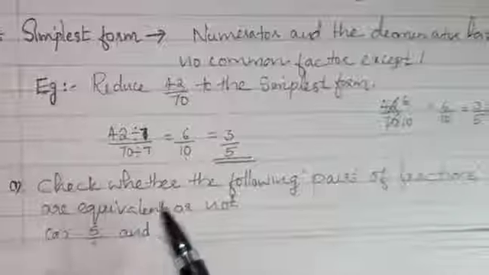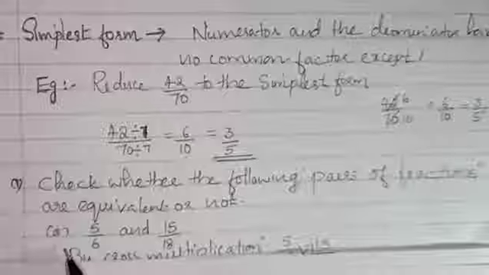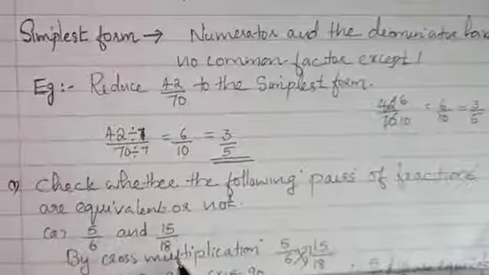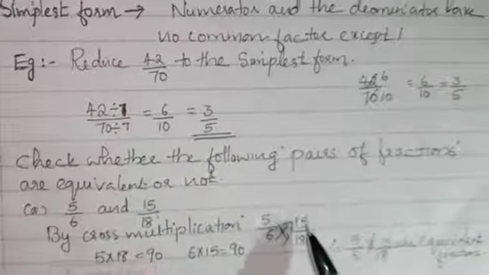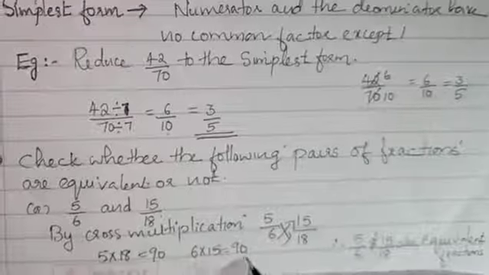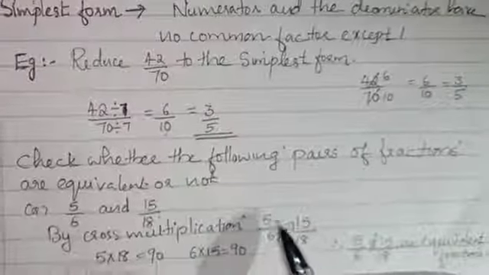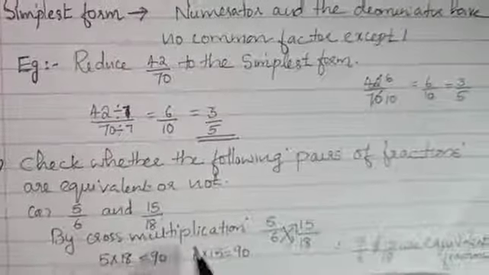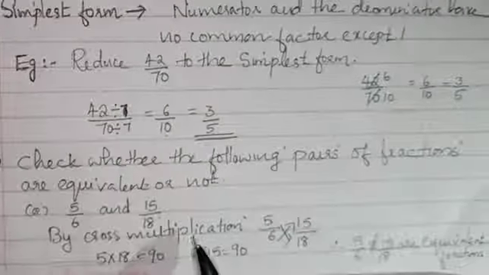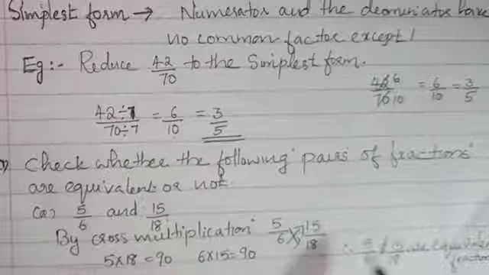Next problem, check whether the following pairs of fractions are equivalent or not. Option A, 5 by 6 and 15 by 18. By cross multiplication, 5 into 18 is equal to 90, 6 into 15 is equal to 90. So they are equal. So 5 by 6 and 15 by 18 are equivalent fractions. When two fractions are equivalent, the products of their cross multiplication are equal.